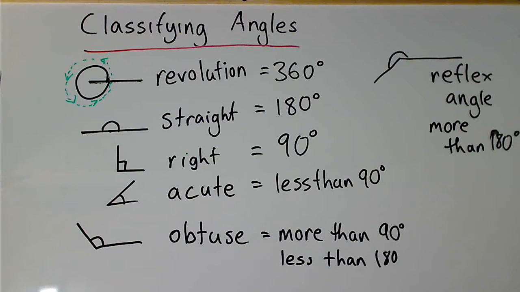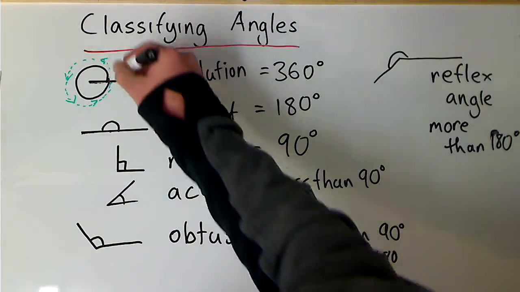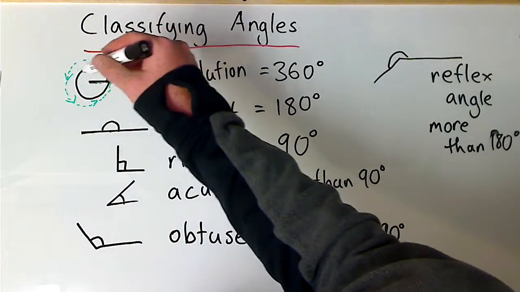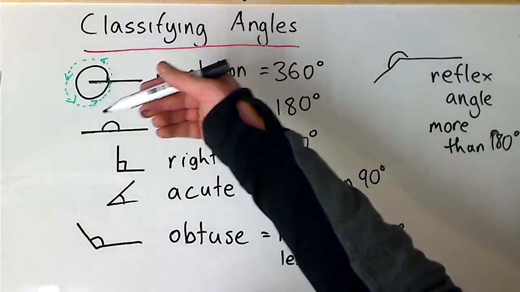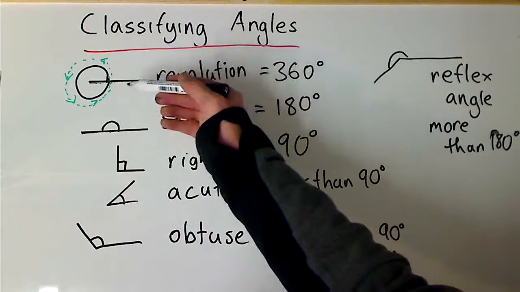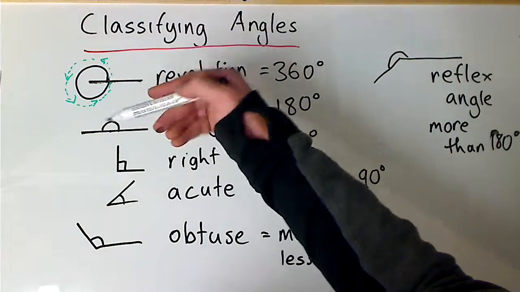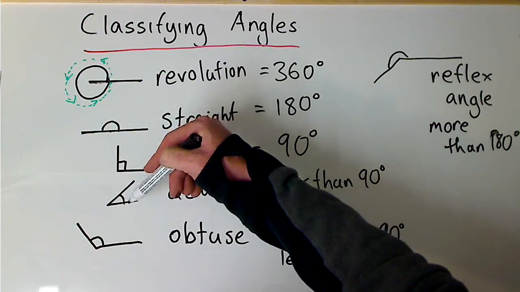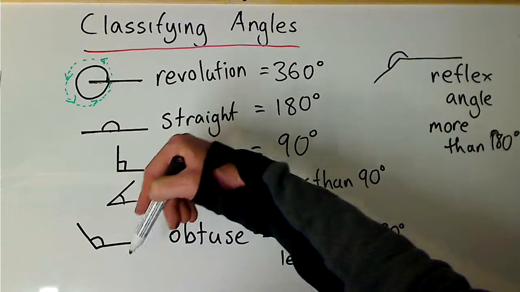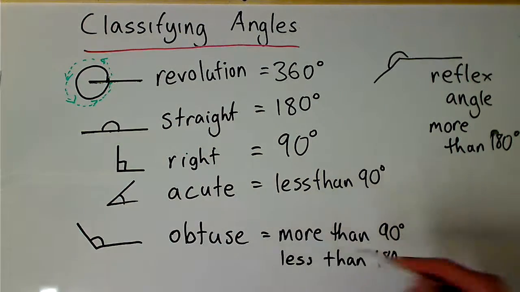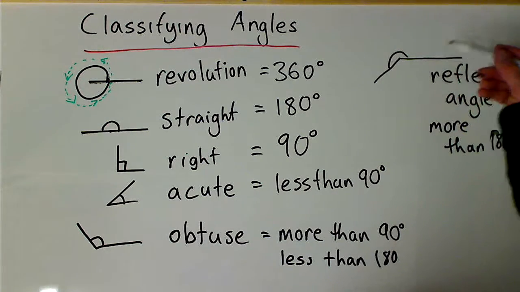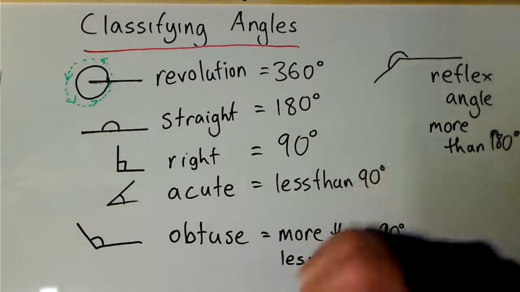Are there any other possibilities? Well, that covers the circle, because if it goes all the way around, it's a revolution. And if it goes a revolution and starts going around again, it becomes the acute, obtuse and all the rest of that. So that's our maximum. That can be a straight line, a right angle. Anything less than a right angle is an acute. Anything from a right angle to a straight is an obtuse. And anything from a straight all the way back around to the revolution is a reflex. So that covers the entire circle of angles.